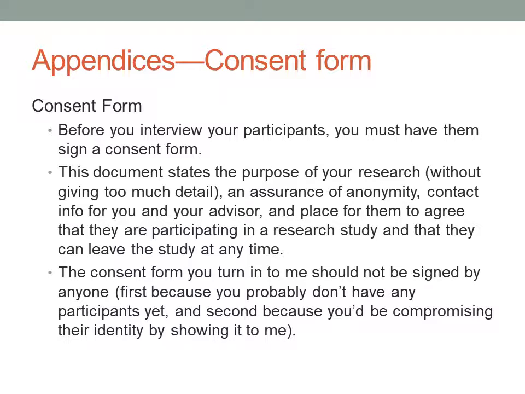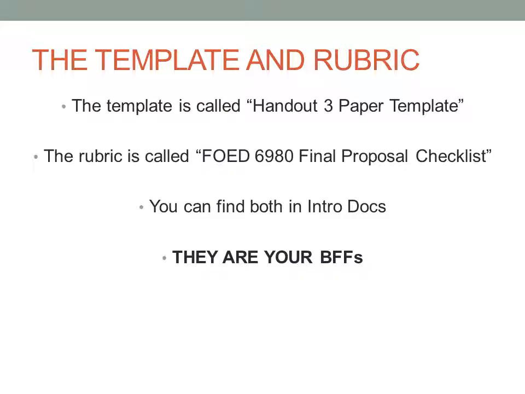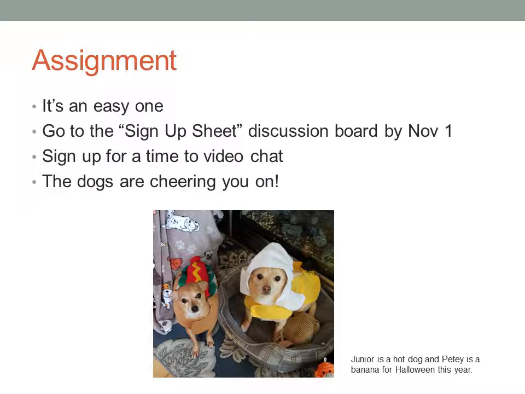So that's the last appendix. I just want to reiterate the template and the rubric. These two documents are your key to a successful prospectus, along with engagement and passion. You can find both of them in intro docs. If you can't find them, please let me know. But give a good faith effort before you do. Again, they are your best friends.